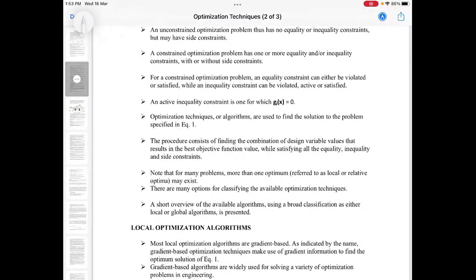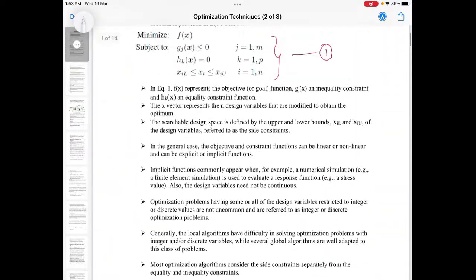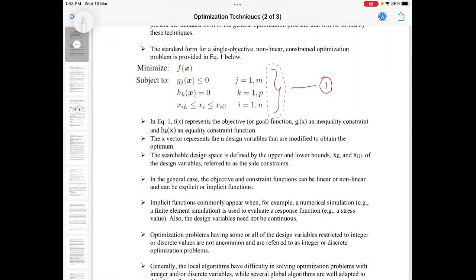So moving on, optimization techniques or algorithms are used to find solutions to the problems specified in equation 1. We have already discussed equation number 1, and these are the limits, otherwise called the constraints. Regarding the equality and inequality constraints, we have the variables Gj of x, which stands for inequality constraints, and hk of x, which are the equality constraints.